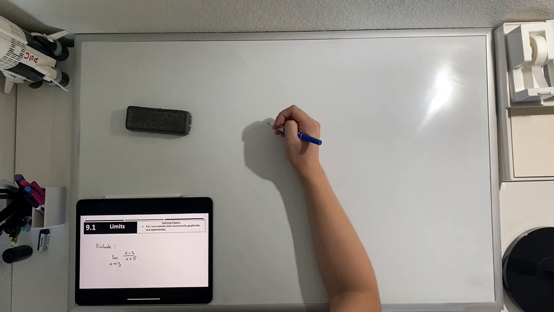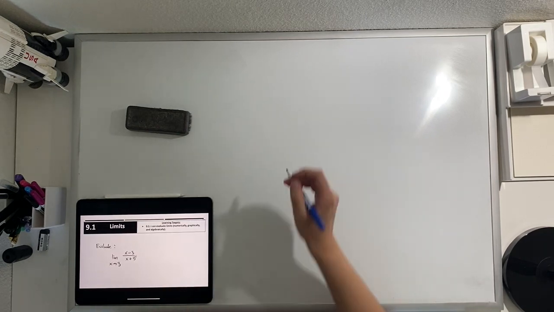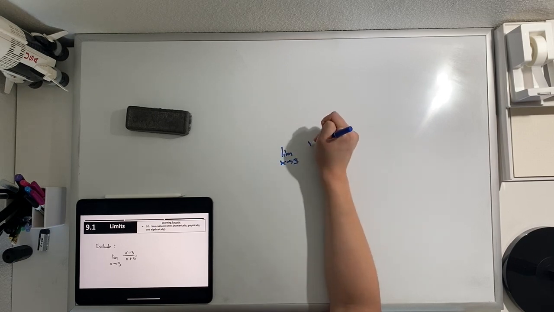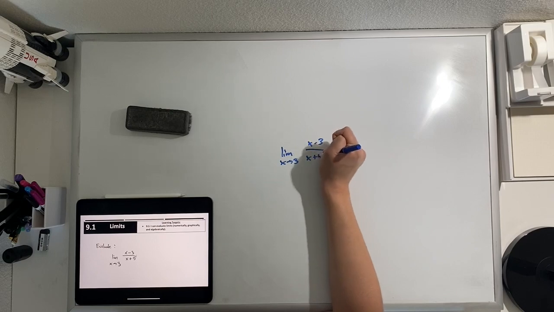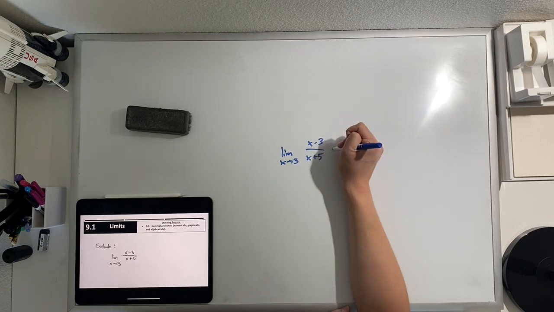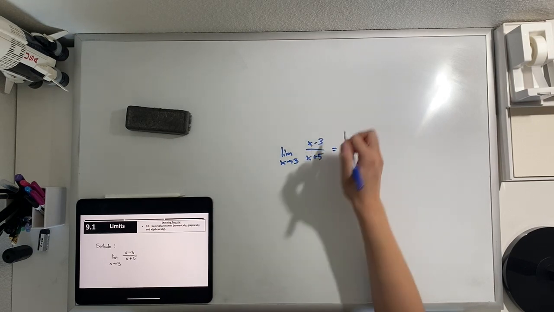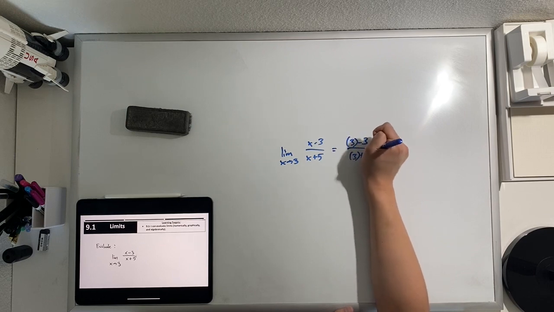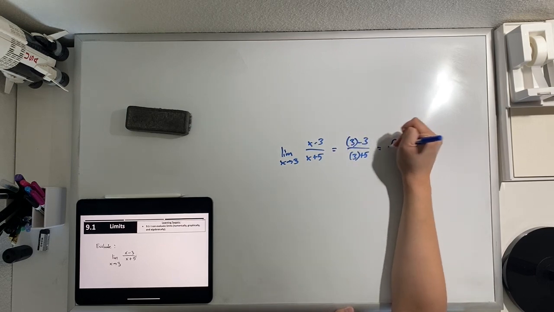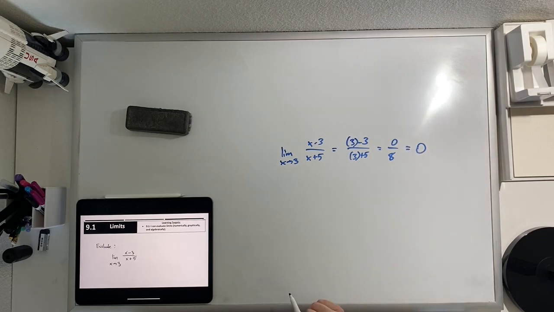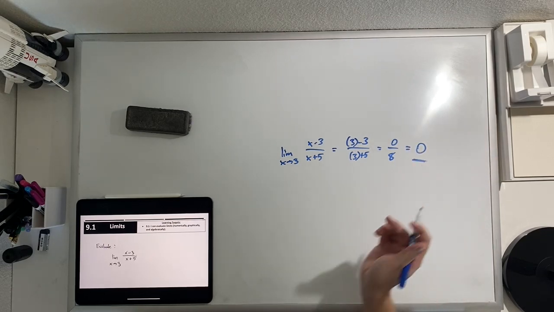Now we're back to a little more basic, just evaluate. So the limit as x approaches 3 of x minus 3 over x plus 5. What are our methods for evaluating limits? First, we try substitution. Can we just plug in 3 for x? If we do that, we get 0 over 8, which is just 0. So substitution worked, okay? And our limit equals 0.